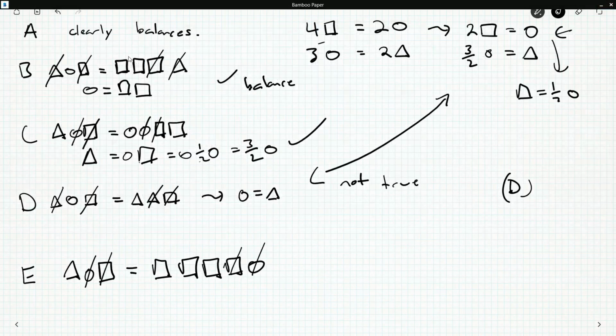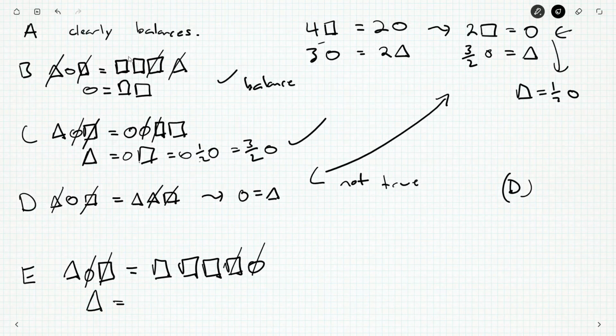Cancel out the things that we do know balance. Triangle equal to 3 squares, but we almost wrote that a little while ago, so if C balances, E should balance. But let's show this again. 1 square is equal to half a circle. So this is going to be 3/2 a circle, which is true. So this one balances as well. So it really is only D that doesn't balance.